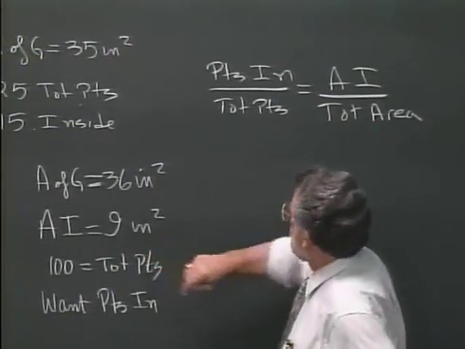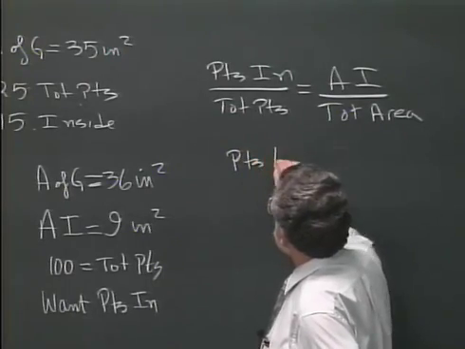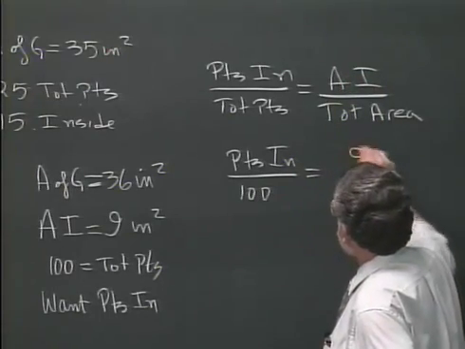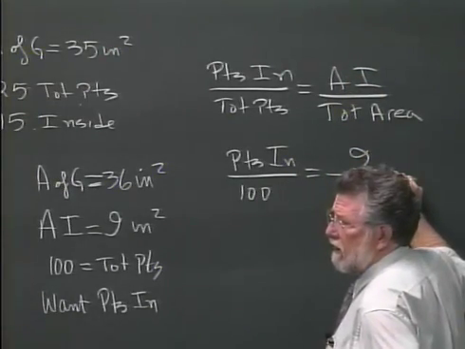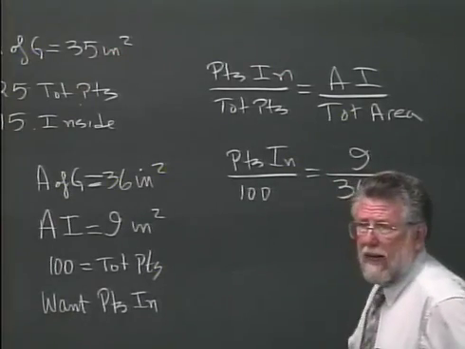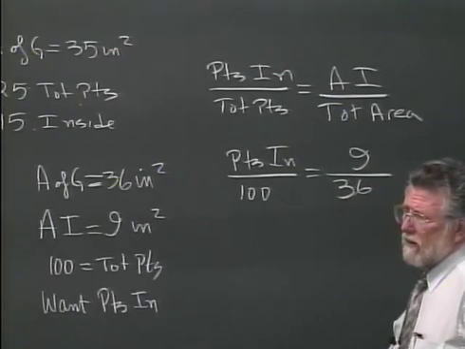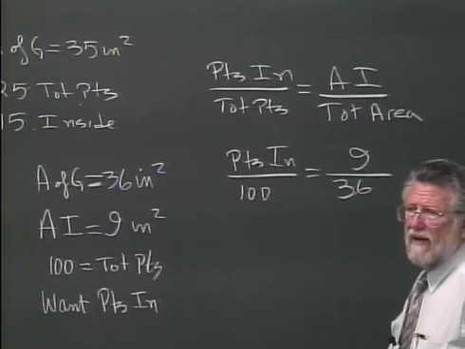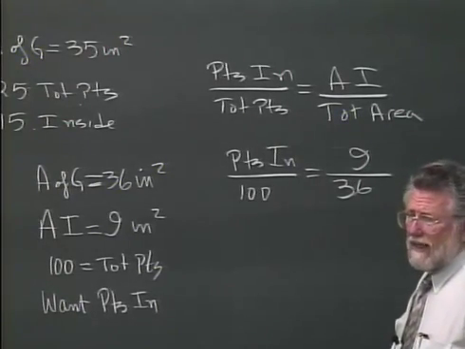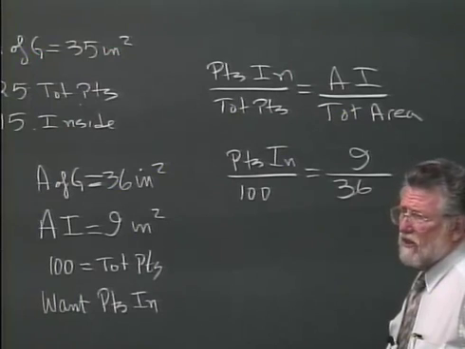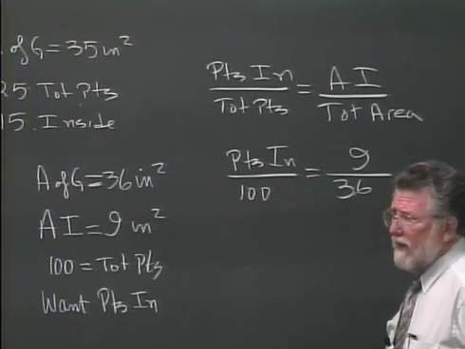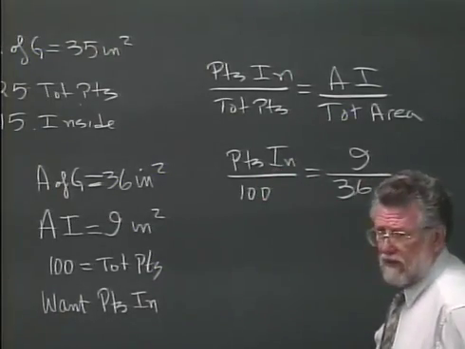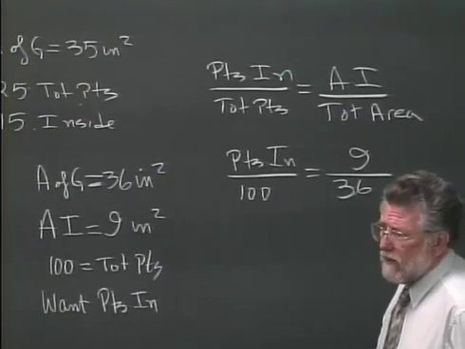You take this information. So I'm looking for points in. Total points 100. Area in was 9. Total area 36. Now that's a pretty nice problem, isn't it? No, it isn't. Because you have an area of 9 square inches inside and a total area of 36 square inches. You're hunting for the number of points inside. Usually I give you the number of points inside, or you find that by plotting points.